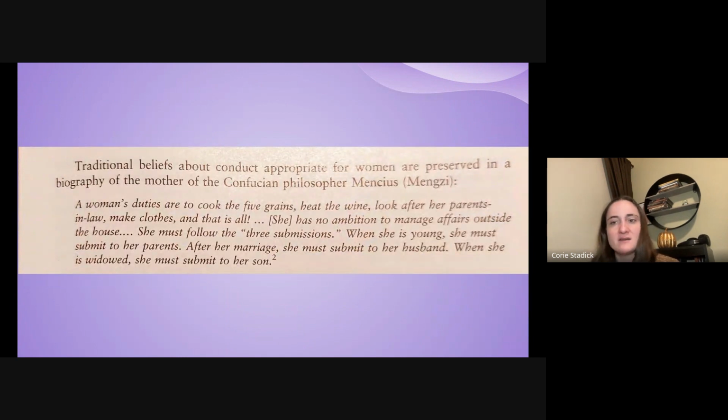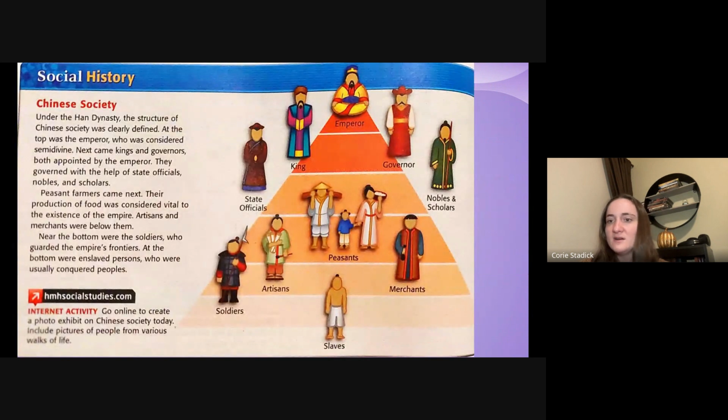So much so, here's a quote about what women were expected to do. It says a woman's duties are to cook the five grains, heat the wine, look after her parents-in-law, make clothes, and that is all. She has no ambitions to manage affairs outside the house. She must follow the three submissions. When she is young, she must submit to her parents. After her marriage, she must submit to her husband. And when she is widowed, she must submit to her son. So pretty much during the Han Dynasty, the woman was always submitted to a male.